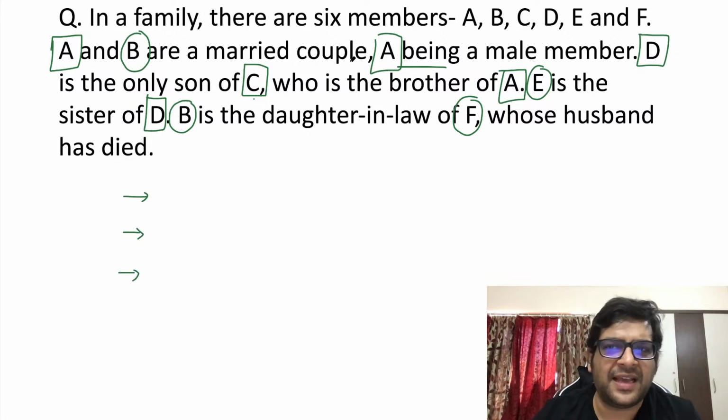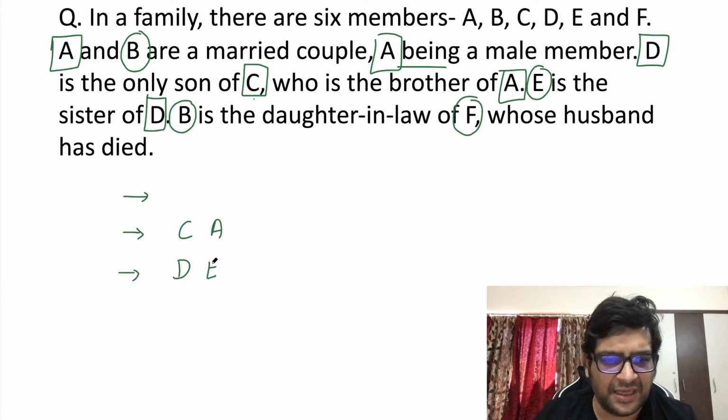So married couple A and B will be in the same generation. D is the only son of C. So wherever D is, C will be in the previous generation. C is the brother of A, so C and A will be in the same generation. E is the sister of D, so E will be in the below generation.